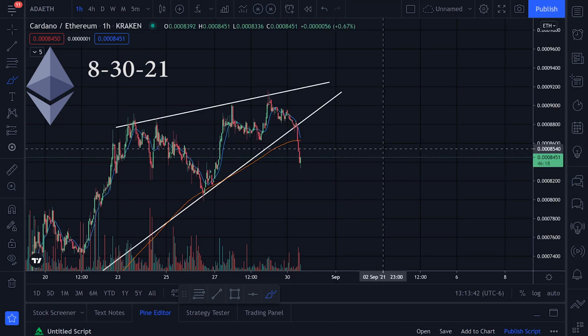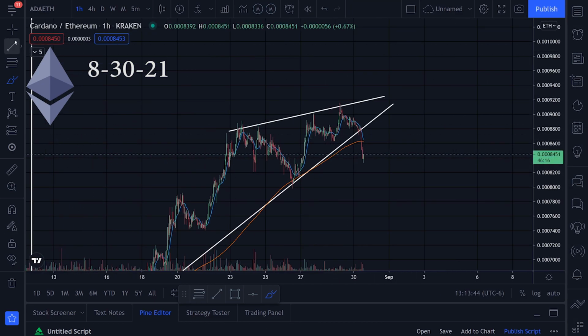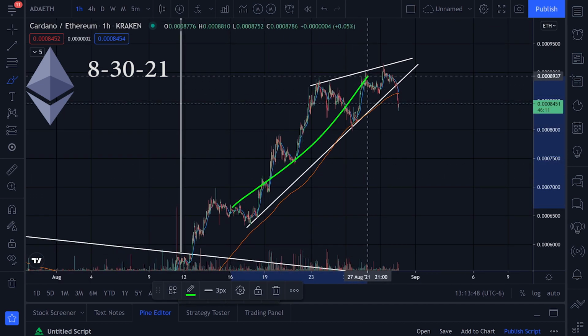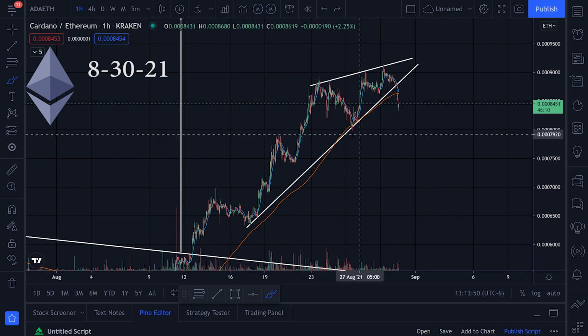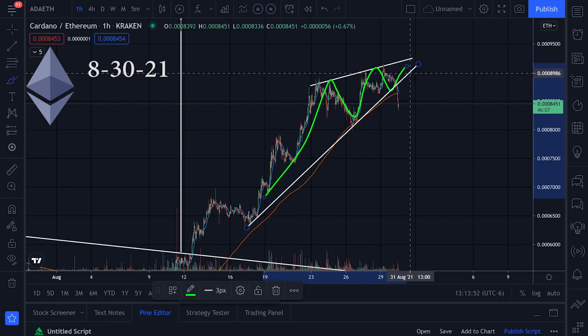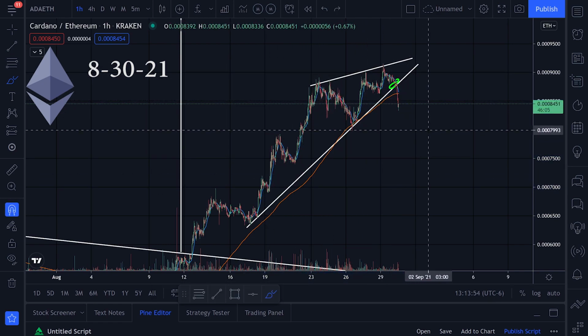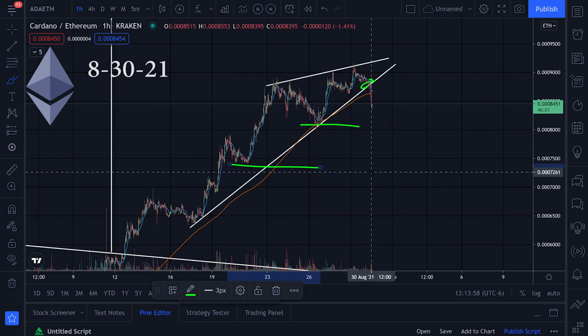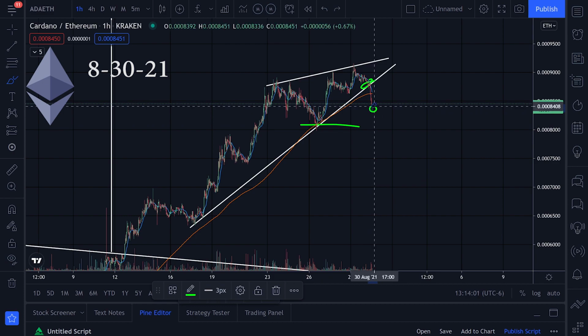The other chart I thought was kind of interesting was the Cardano to Ethereum chart. So on this chart, if the chart is going up, Cardano is doing better than Ethereum. And right here we had a rising wedge, something like that. We broke that going to the downside. So now I'm looking for maybe support somewhere right here or right here possibly. It looks like it's even getting support right there.